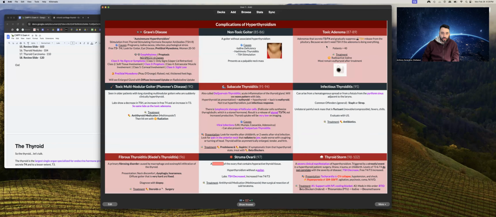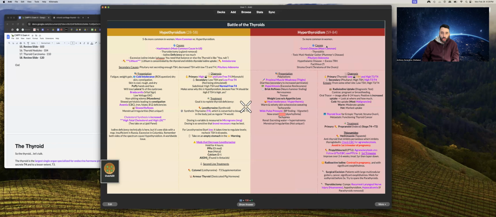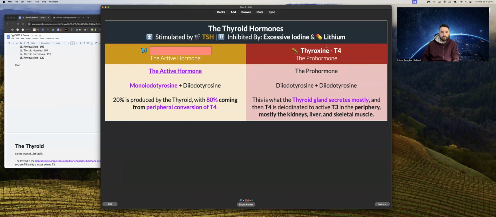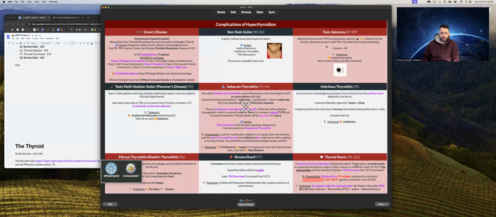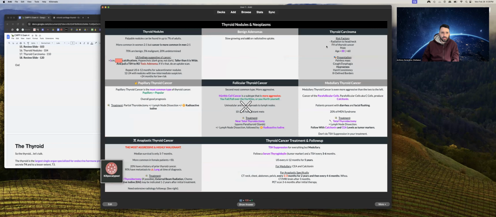Bottom middle, a teratoma. Wide pulse pressure, new onset AFib for hyperthyroidism. Yeah, that's interesting, right? The active hormone is triiodothyronine. Iodine deficiency or excess can cause hypothyroidism. Okay. Thyroid scan for ectopic thyroid, struma ovarii, we want to do that too, which is that teratoma. Thyroid storm, tachycardia, CV collapse, hypotension, and shock. We're going to get that hyperpyrexia.